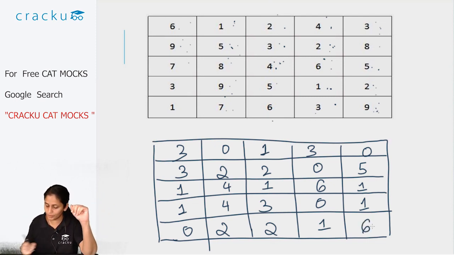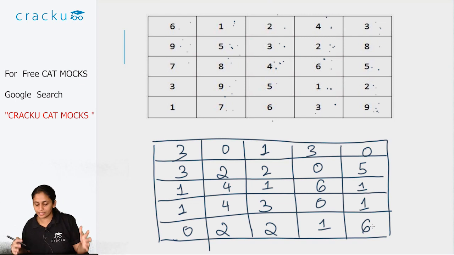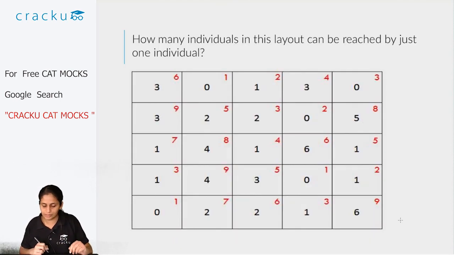So 6 people can reach this 9. So we have made a table for how many people can reach a particular cell. So now let's go on to the questions. So this table is given as shown.